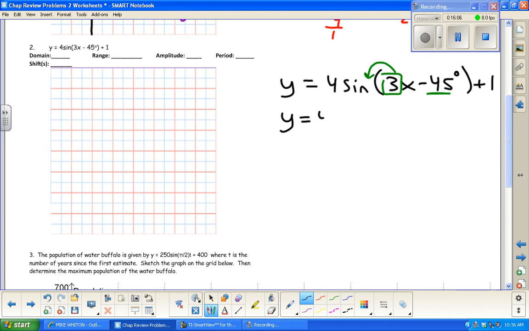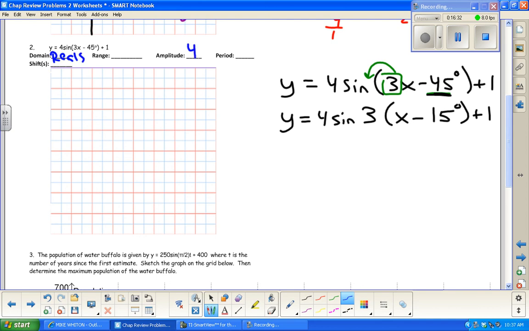So what you want to do, if the b value, that 3, is inside, you want to bring it out. Think about 3 getting multiplied by x, and then 3 getting multiplied by 15. That would distribute to be the 45 that it was supposed to be. So the phase shift is actually 15. We'll do that in a second though. Domain, all reals again. Range, let's talk about that in a second.